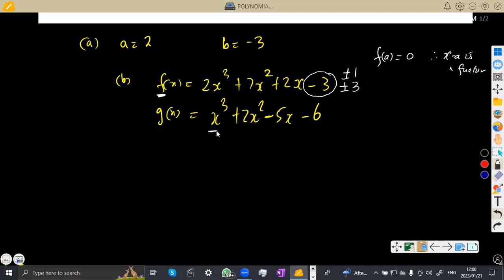Okay, we move on to g of x. We consider our constant, which is minus 6. What are the factors of minus 6? We've got plus or minus 1, plus or minus 2, plus or minus 3, plus or minus 6.